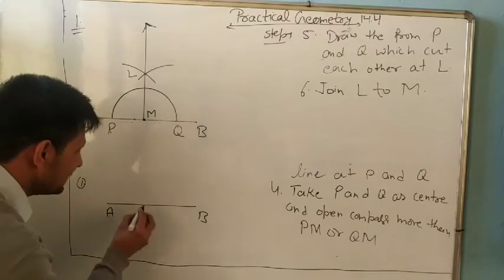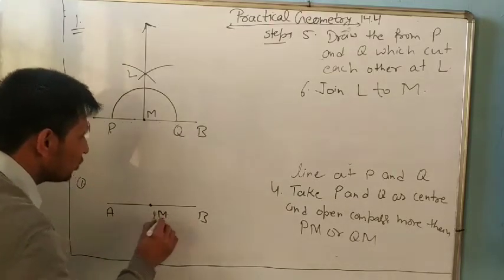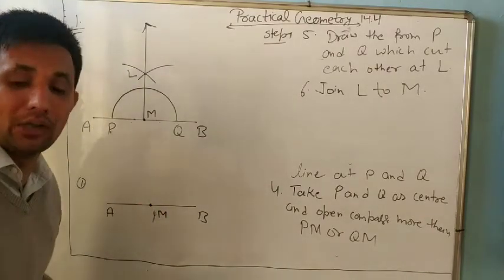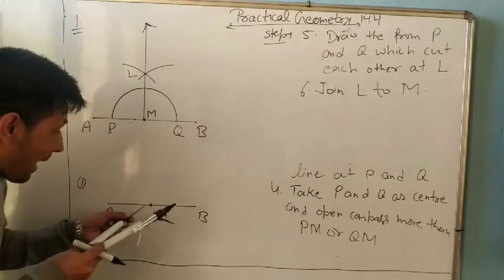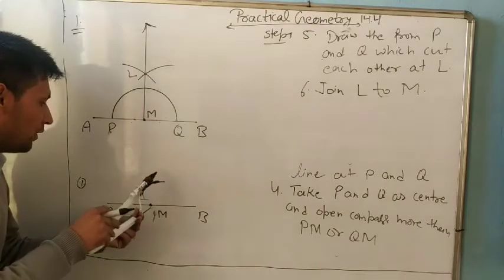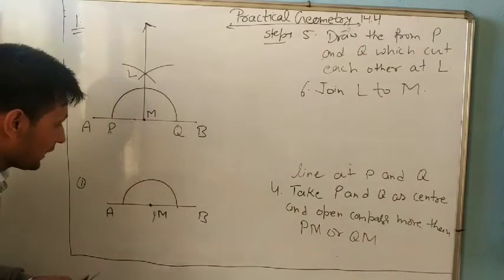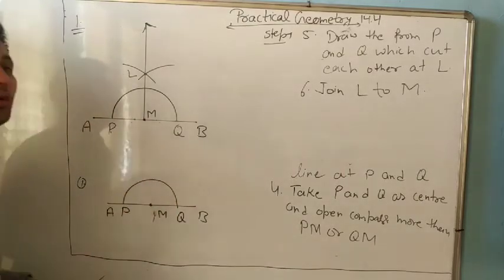A point M is given. We want to draw a perpendicular which passes through M. So what will we do? We will put the pointer at M and take any radius. We will draw an arc like this one, and when we draw the arc, it cuts at 2 points, P and Q.